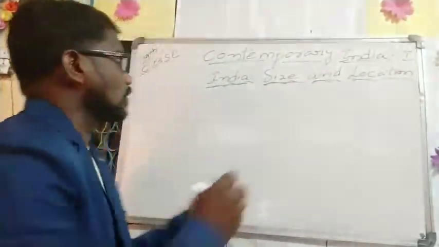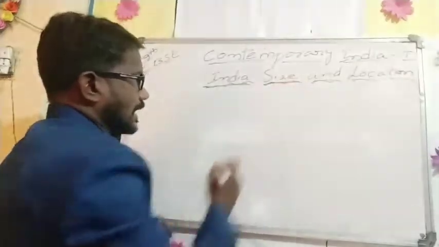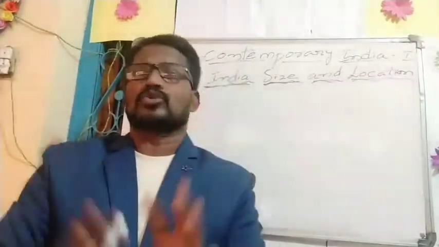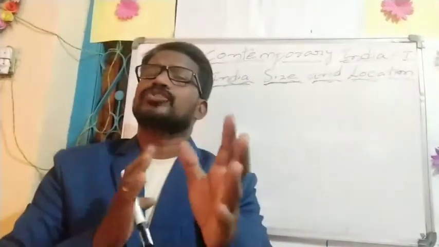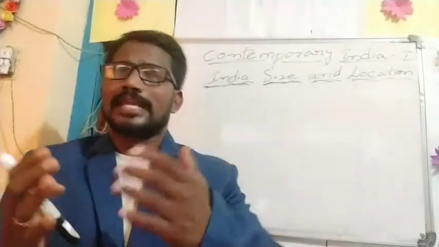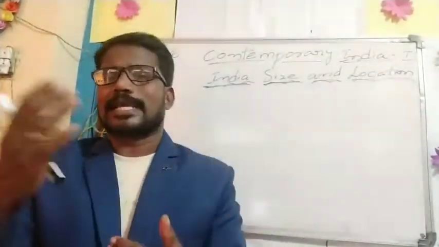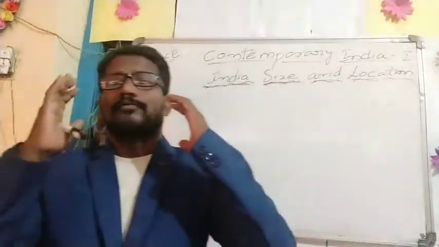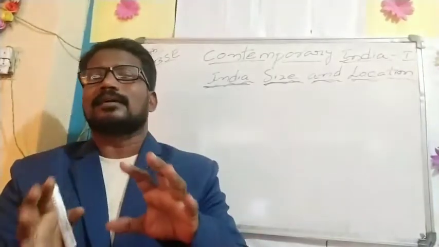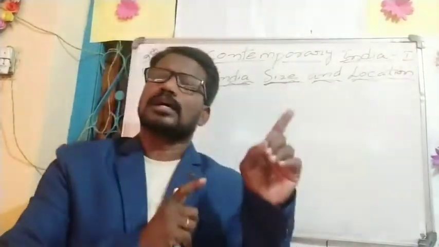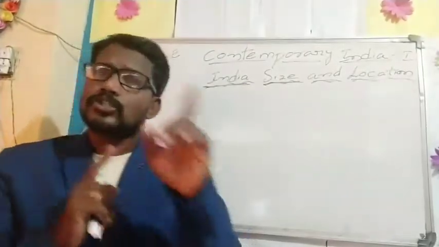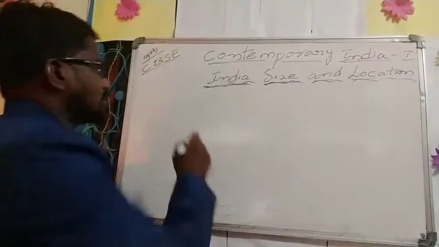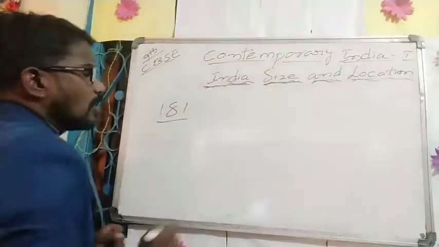Not only for India, in any country, size and location we can learn through latitudes and longitudes only. Without the help of latitudes and longitudes, we cannot find out the location and size of any place. So I have to give some foundation first. Total latitudes, how many are there? 181 total latitudes are there. But how can we prove it?